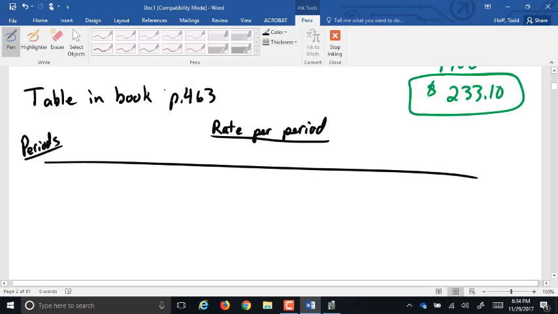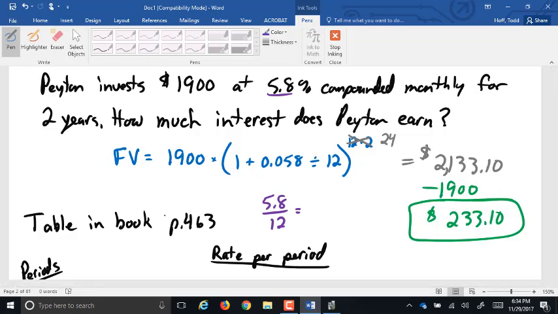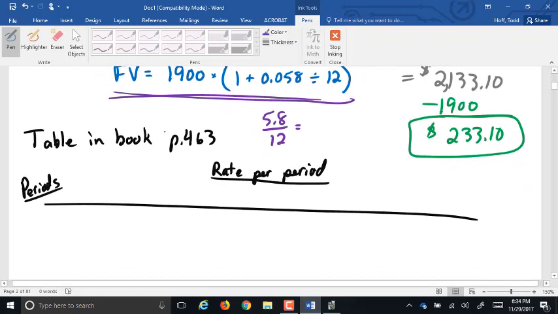Now, the problem we just did would not be found on this table because our rate per period would be 5.8% divided by 12. That's not on this table. You'll see the table is listed to the nearest 0.5%. So the reason why we learned the formula first and not the table is because the formula always works. The table will only work for very specific problems where the percents work out.